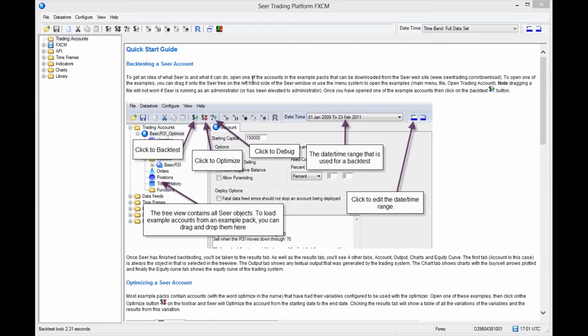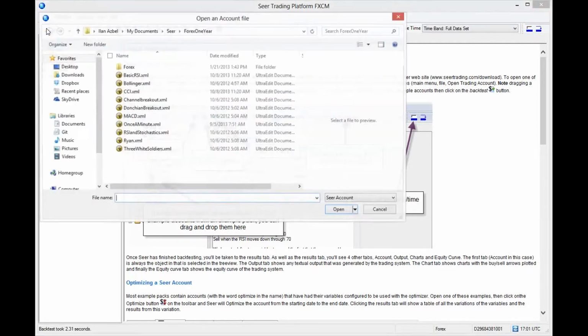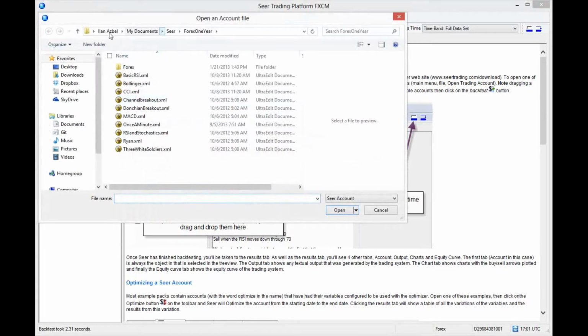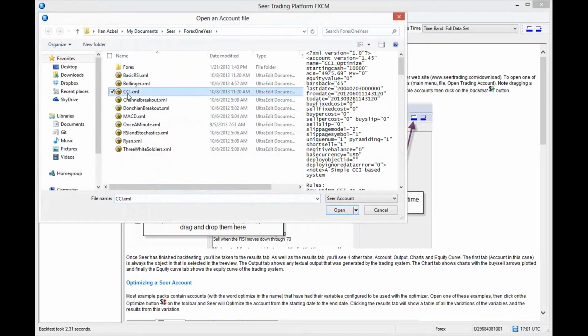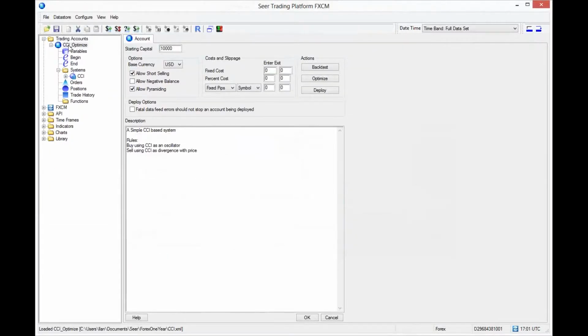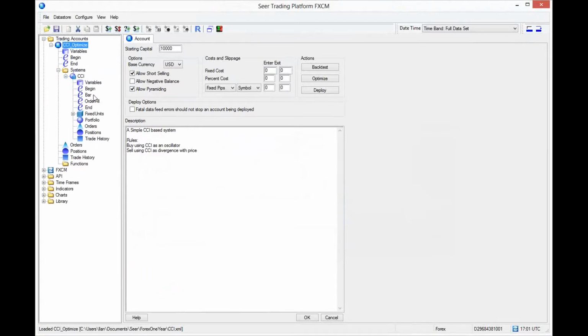Most of you that are watching this presentation, I'm sure, are pretty technically competent. So I'm just going to dive right in with some examples. First thing I'm going to do, I'm going to work on some of the examples that already exist within the Seer application. I'm going to click this Open an Account folder, and I'm going to browse to my My Documents Seer folder, and in there are some basic examples. I'm going to use this CCI example as my first example, and as you can see on the left over here in the tree, the CCI system has opened up.